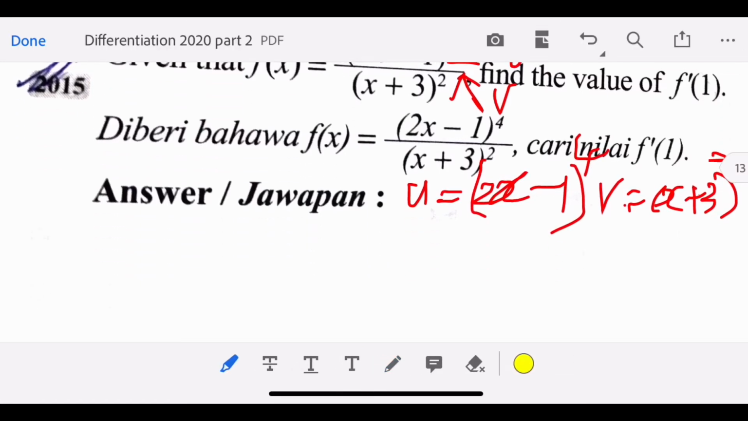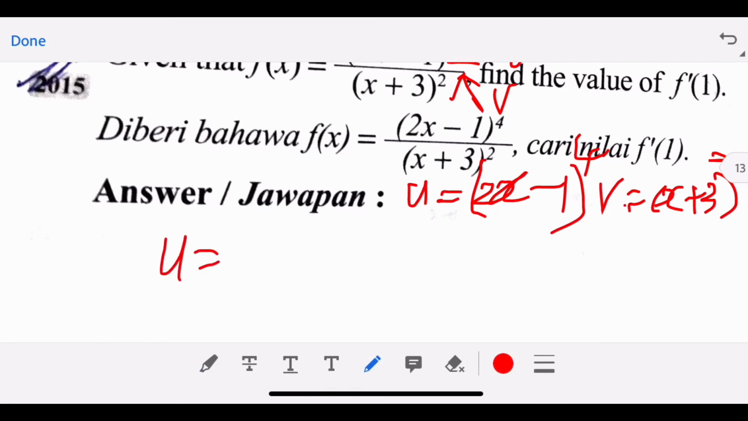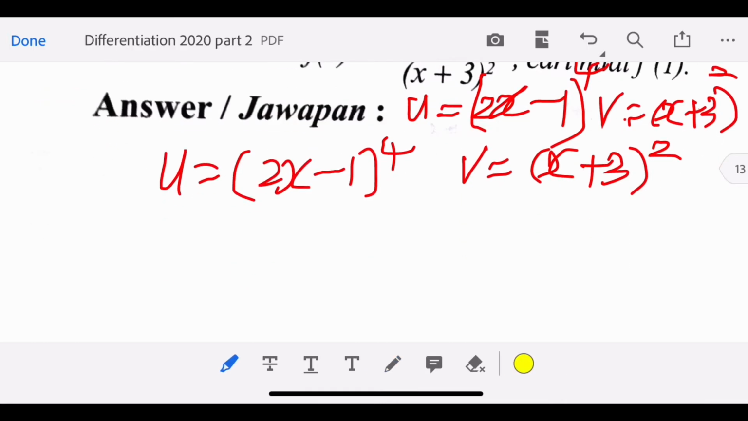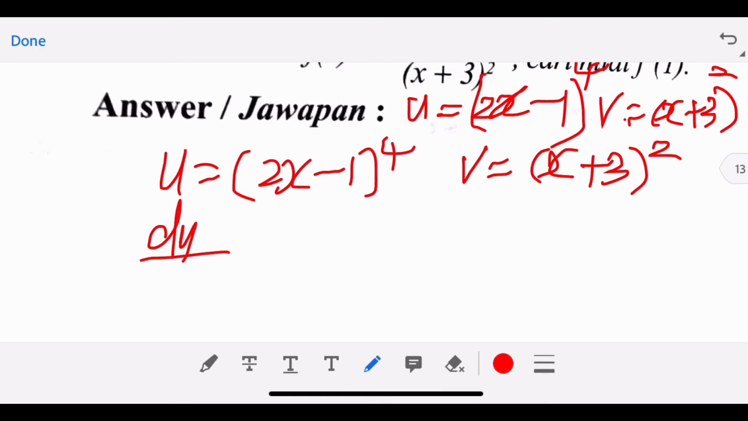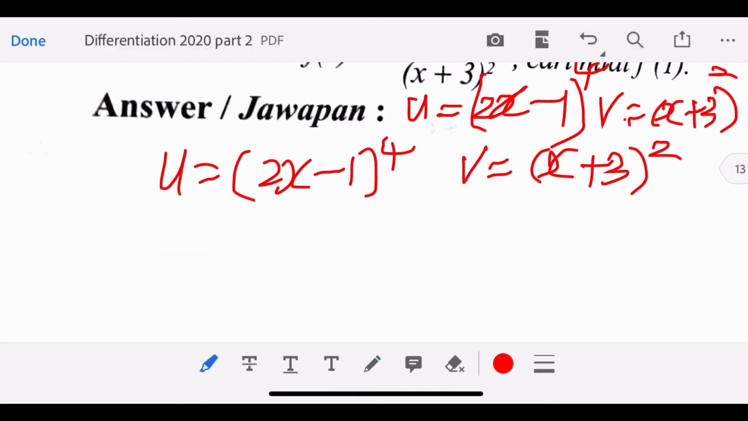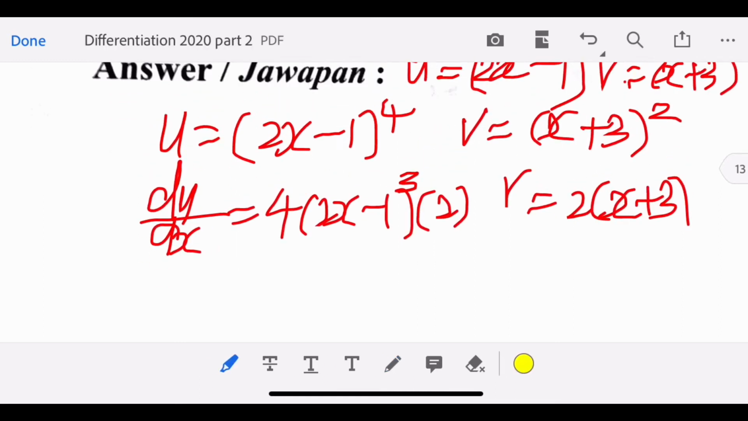Now we will do it slowly. U is 2x minus 1 to the power of 4. So the v is x plus 3 to the power of 2, right? So now you do du dx equal to 4, copy everything, power goes down. Don't forget to differentiate the 2x, right? Then you will get dv dx equal to 2 times x plus 3. Actually, there is a power of 1, you don't need to write.